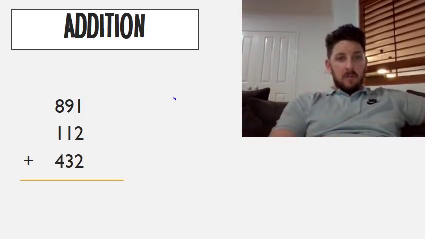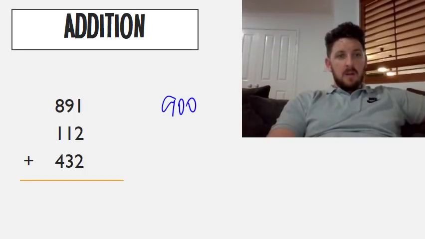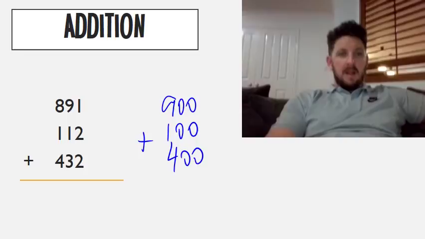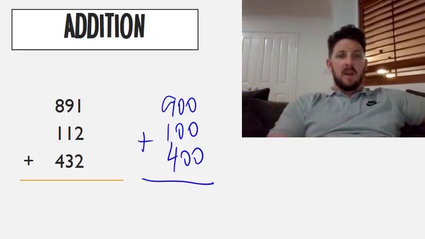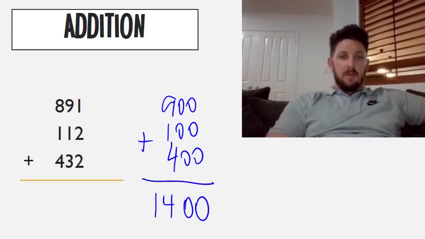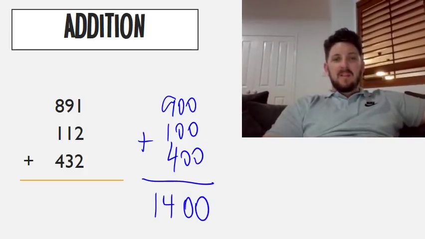So I'm going to rewrite my sum out. I'm going to go 900, 100, 400. I'm going to add them together. I'm going to put my line down. I'm going to say 9 plus 1 plus 4 equals 14. Add my two zeros. The approximate answer is going to be 1,400. And this can also happen when we use decimals as well, when you round to the closest one.